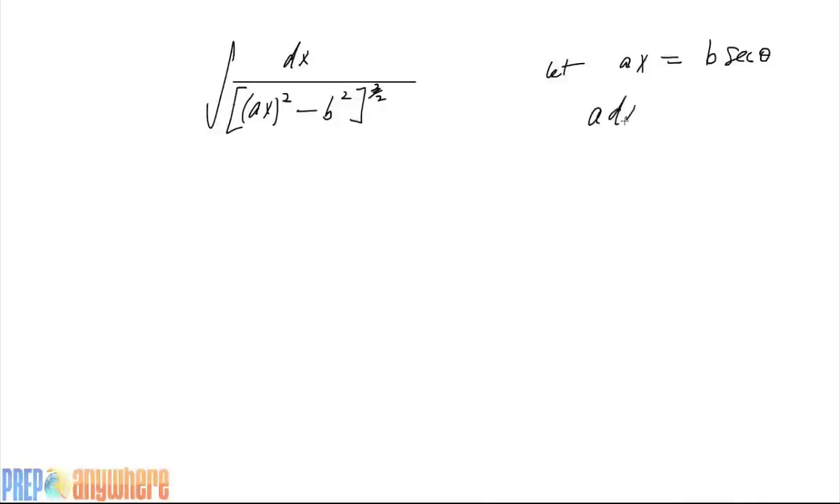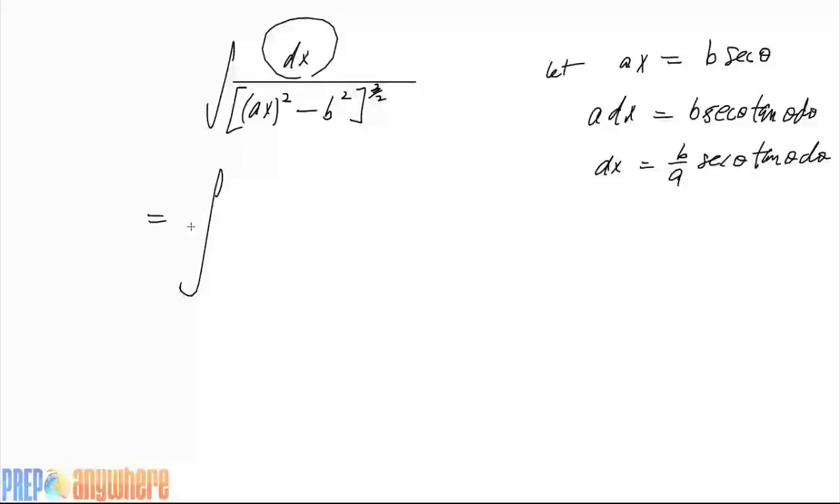You get a dx, right, and you get b secant of theta tangent of theta. So that means here dx is b over a secant of theta tangent of theta d theta. So I'm going to replace that with b over a. I'm going to put that at the front. The rest I'm going to put on top: secant of theta tangent theta d theta.